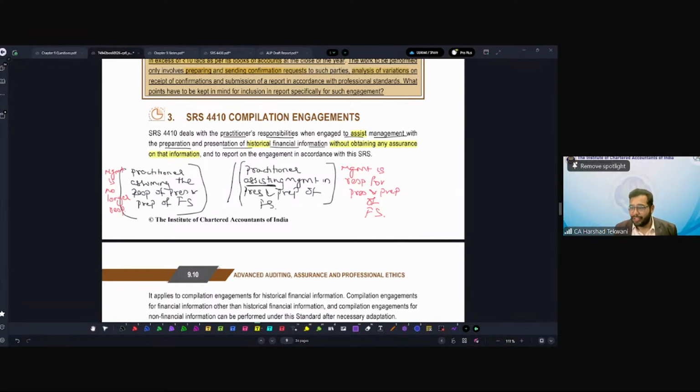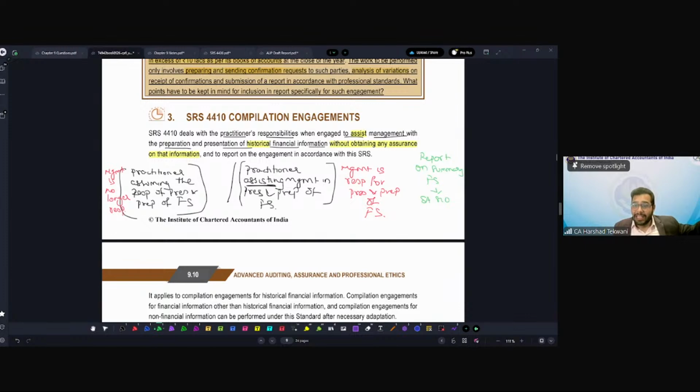compilation or preparation of summary financial information, or compilation of financial information with assurance, kind of preparation of the summary financial statements or a report on the summary FS, which is prepared based on the audited FS, which includes some form of assurance, is basically covered by SA 810. It is not covered by this particular standard.